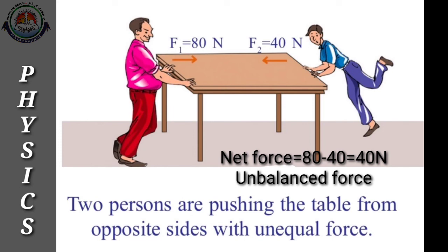In the case of balanced forces, the net force is 0. Here we get 40, which means the force is an unbalanced force. These are some situations or examples for balanced and unbalanced forces. Is it clear? Okay.